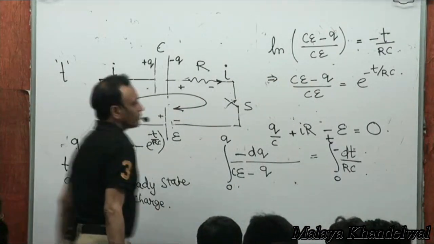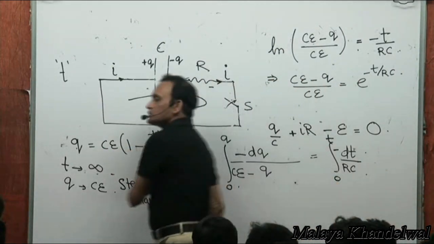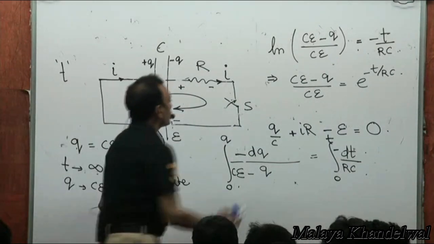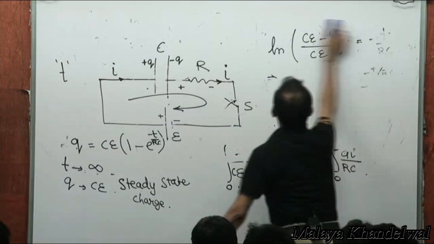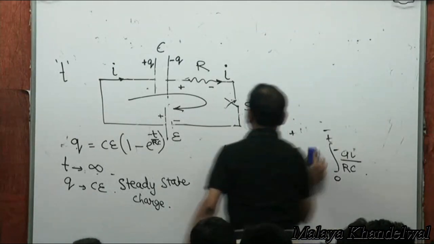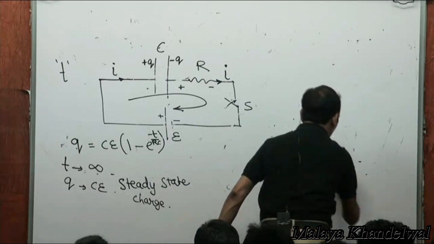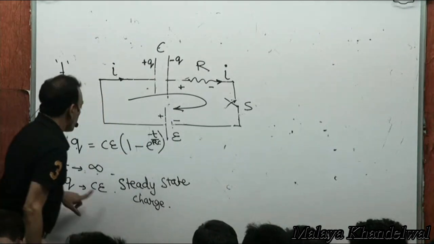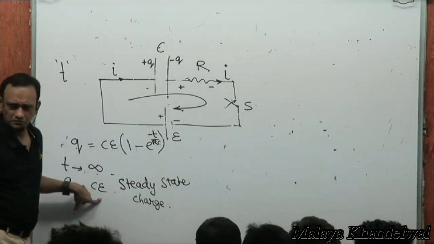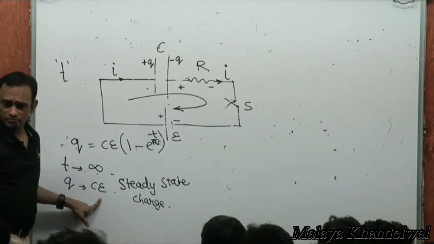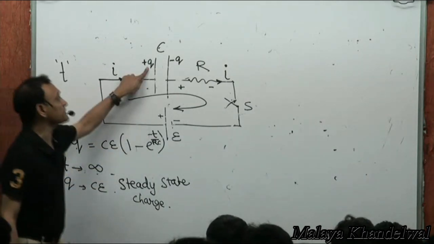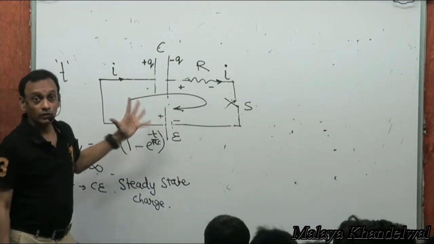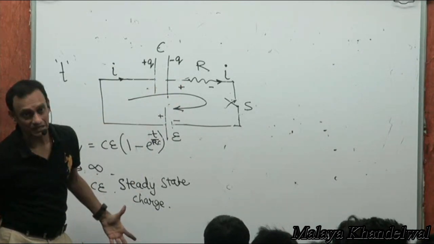So, this is the transient charging characteristic of an uncharged capacitor. Once steady state conditions are acquired, there would be no further charge exchange. This is the steady state charge. Plus C epsilon is here and minus C epsilon is there. And then there would be no flow of current. That means the current in this loop becomes zero under steady state conditions.